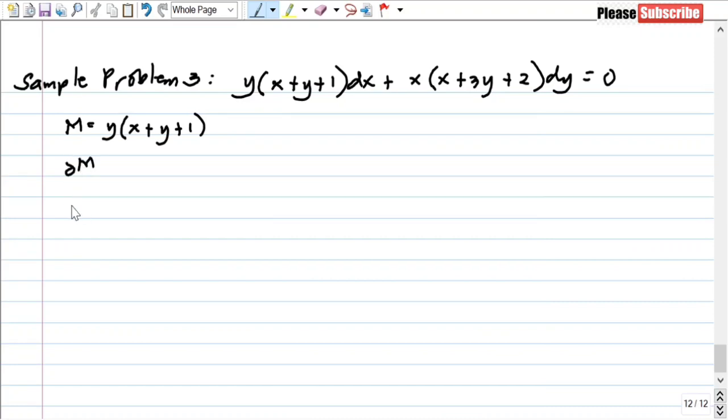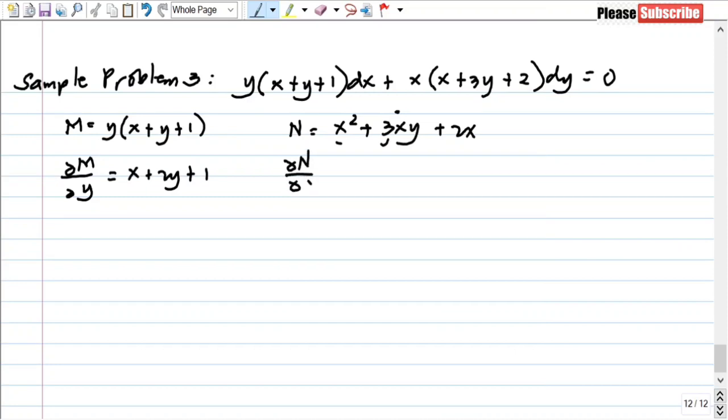Partial derivative of m with respect to y. Multiply natin yung y dyan, kaya magiging x lang yan, x plus 2y plus 1, kasi nakamultiply yan. Ang ating n naman ngayon is equal to, multiply na lang natin, x squared plus 3xy plus 2x. Such that ang partial derivative of n with respect to x is equal to 2x plus 3y plus 2.